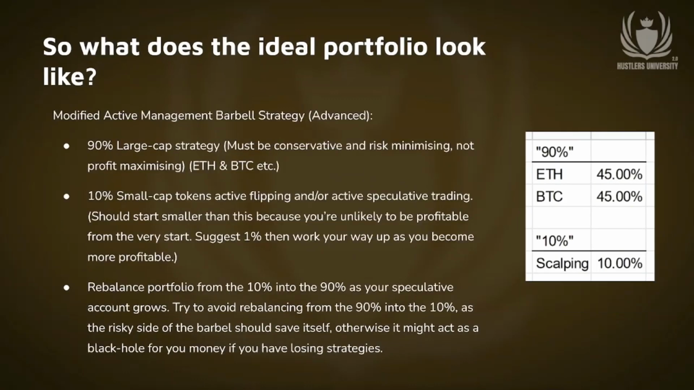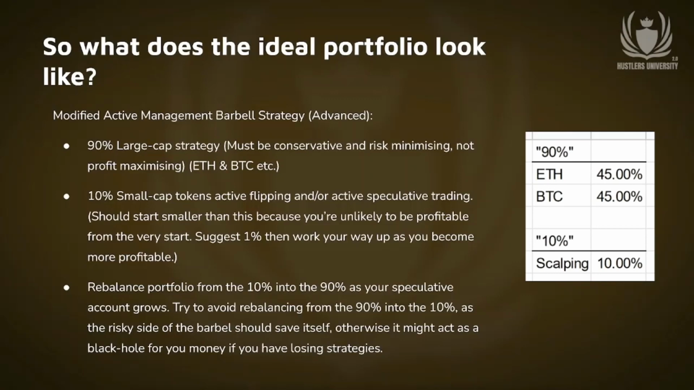Moving on. So what does the ideal portfolio look like if we're running a modified active management barbell strategy? This is more advanced. This is kind of along the lines of somebody who's really active, who's doing crypto as their full-time job, essentially. You'd have 90% in your large cap strategy, which would be conservative and risk minimizing, not profit maximizing. So you'd be using the large caps for this one as well. This should basically be drawdown control.